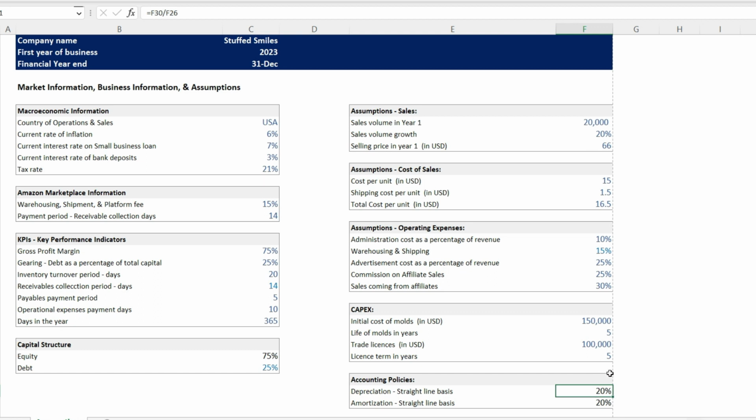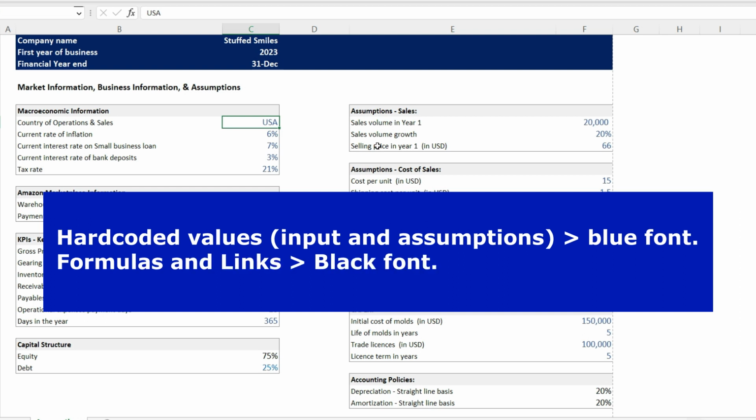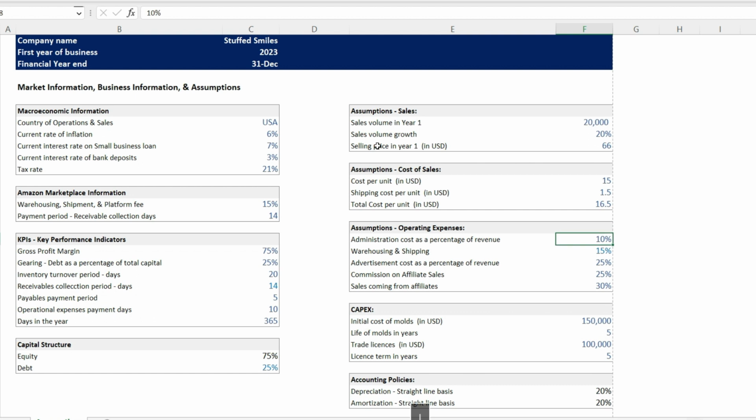For example, this one. The thing here is that all the values that are coming from outside, I mean the assumptions or market information that have been input into this sheet, will be colored in blue. And the values which are based on calculations based on the data available elsewhere in this sheet are black. So for example, this depreciation of 20% is basically dependent on this information of 5 years, right?